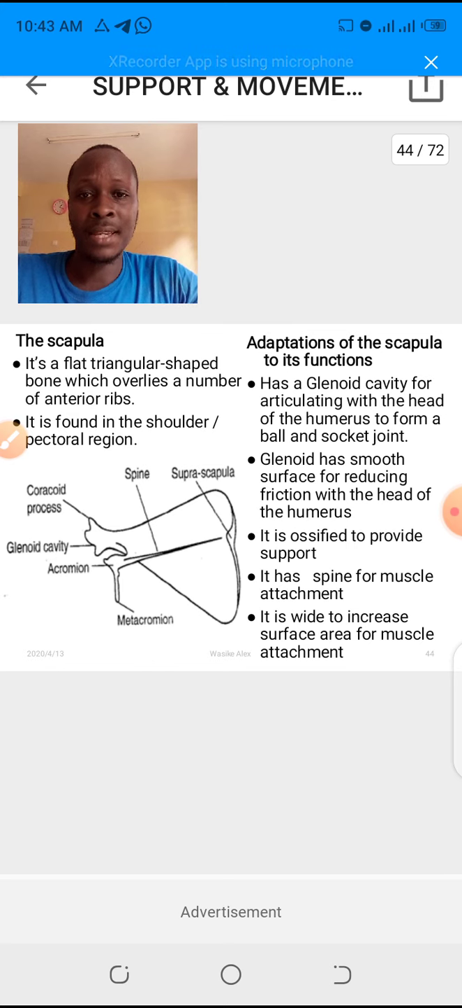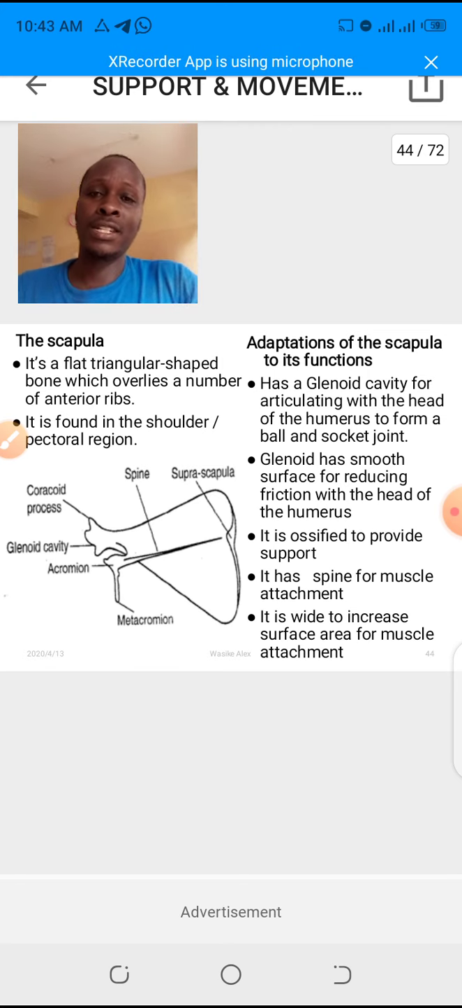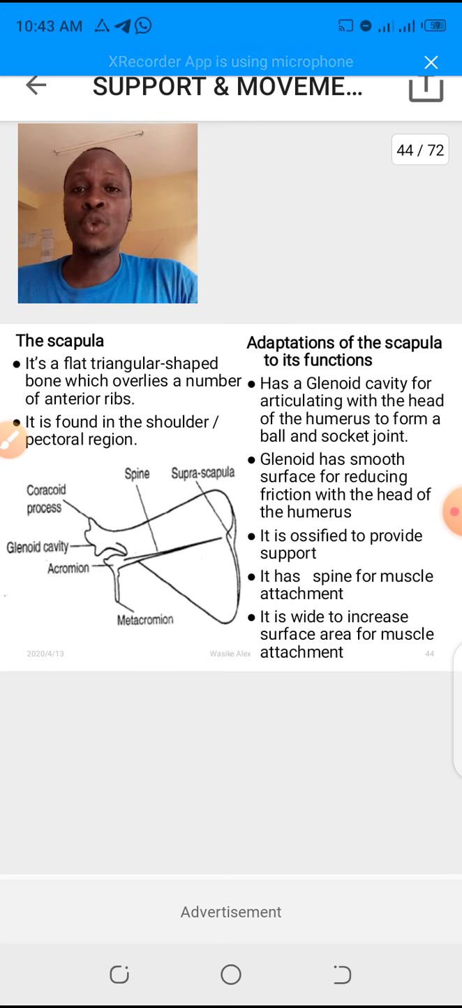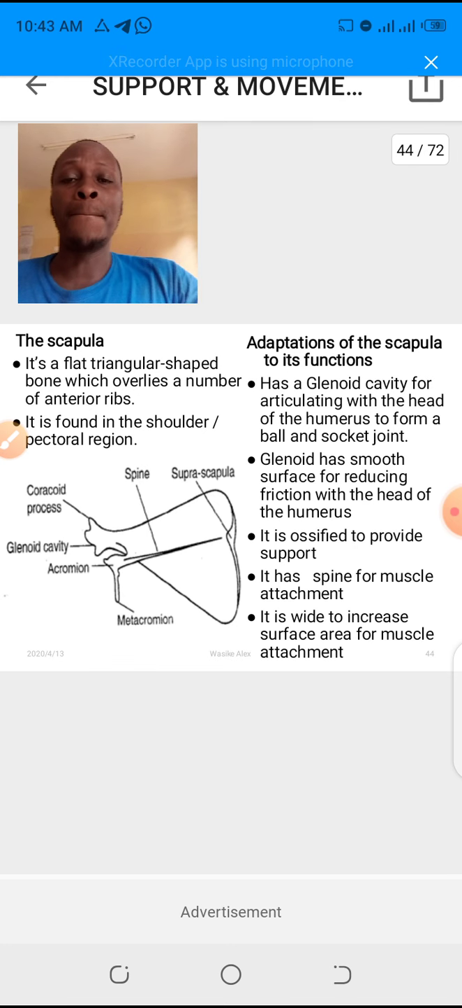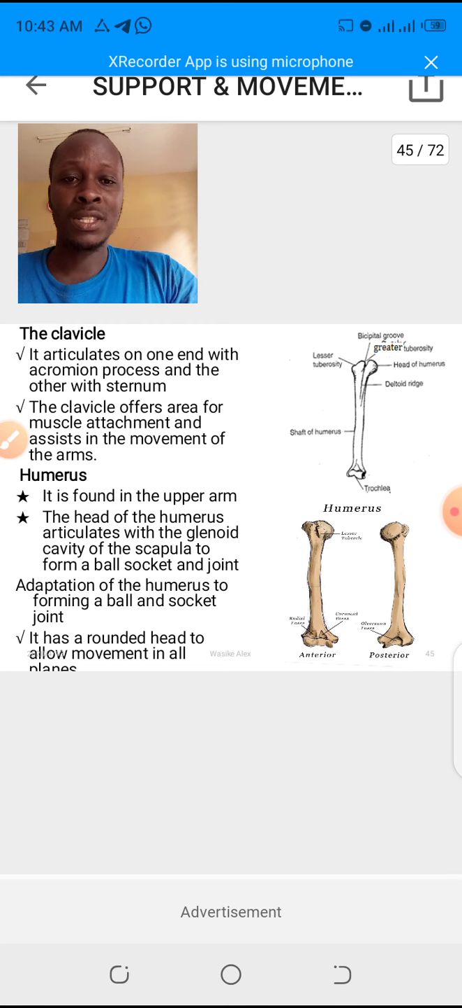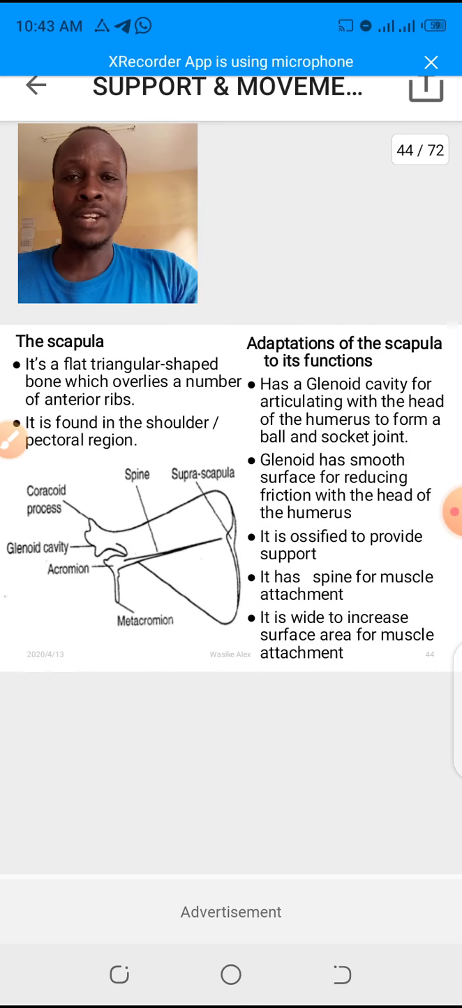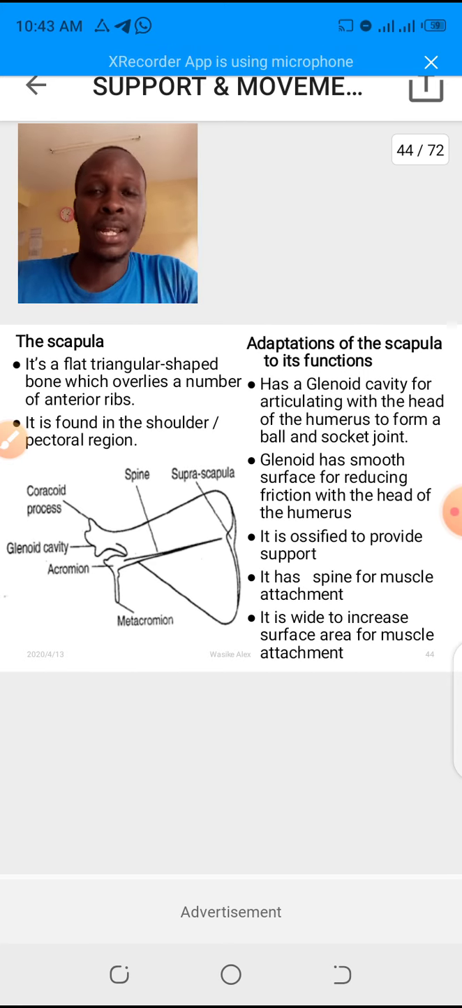We have the spine, which provides surface for muscle attachment. We have the metacromion and acromion. Then the glenoid cavity. Remember, we said the glenoid cavity is actually the cavity in which the head of the humerus fits, and they therefore form a ball and socket joint. So this is the humerus, which normally fits in the glenoid cavity of the scapula.